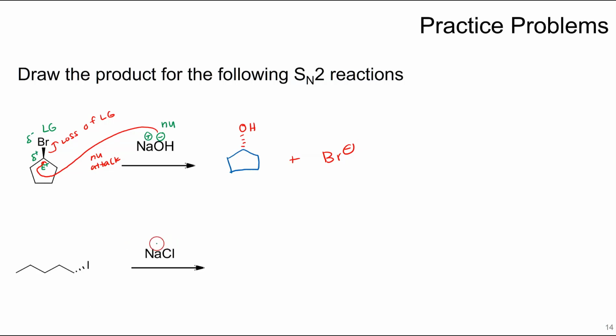All right, in this reaction, Na is plus still, Cl is minus. This is my nucleophile. This is the electrophile. Here is my leaving group. Nucleophile will attack the electrophile, and then we have a leaving group leaving. So this is nucleophilic attack, and that's loss of leaving group. And that becomes wedged and replaced with Cl, and then we lose I minus.